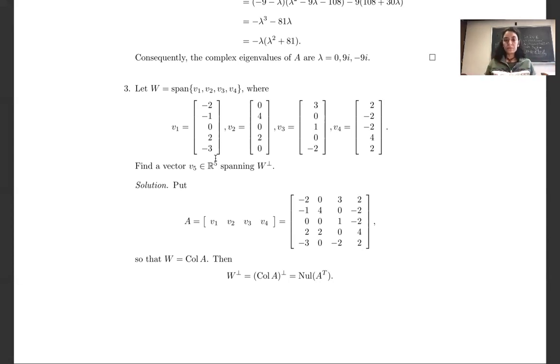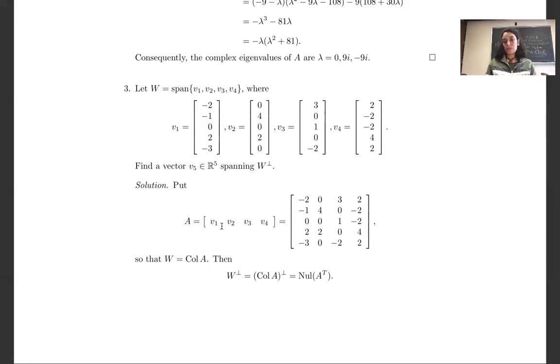But instead, here we can use the theorem actually. So what can we do? You want to find the W perp, the orthogonal complement of W. So how can I represent this W here? It's given as the spanning set of these vectors. So what happens if I write these all four vectors as the columns of a matrix A? Assume that they are the columns of a matrix A.